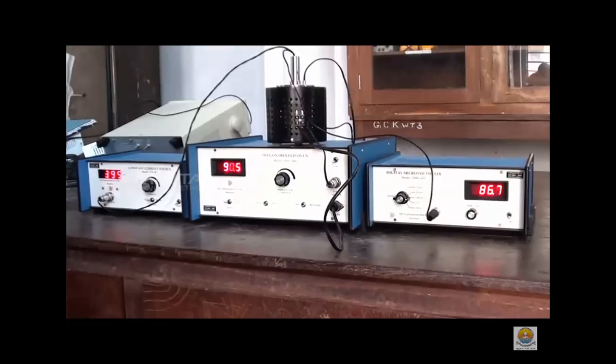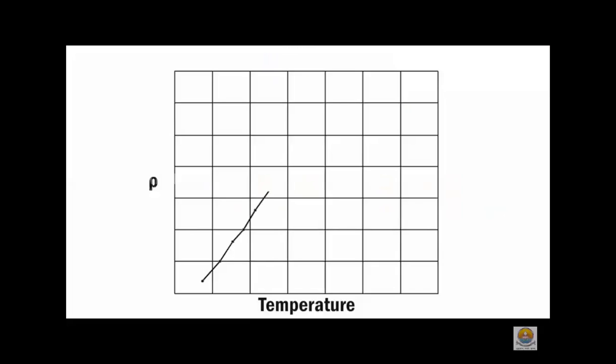An oven is provided with a heater. So this gives the resistivity as a function of temperature. At any temperature, you can see that as you increase the temperature, the resistivity increases.